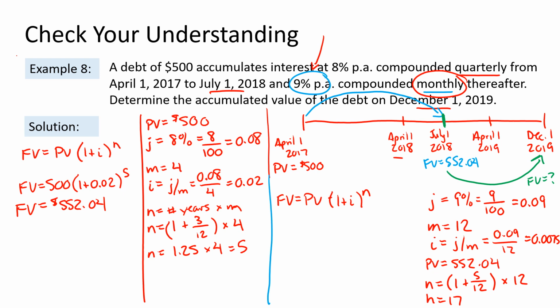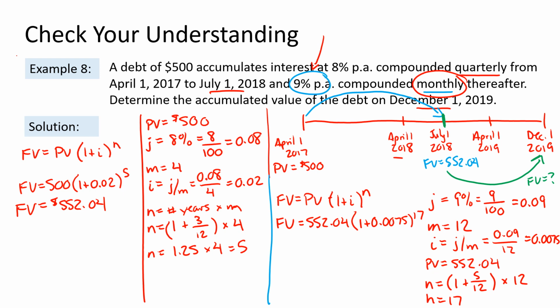Substituting all of these values in now, our future value for December 1st, 2019 is equal to our present value, $552.04, times 1 plus our periodic rate of interest, 0.0075, all to the exponent 17.